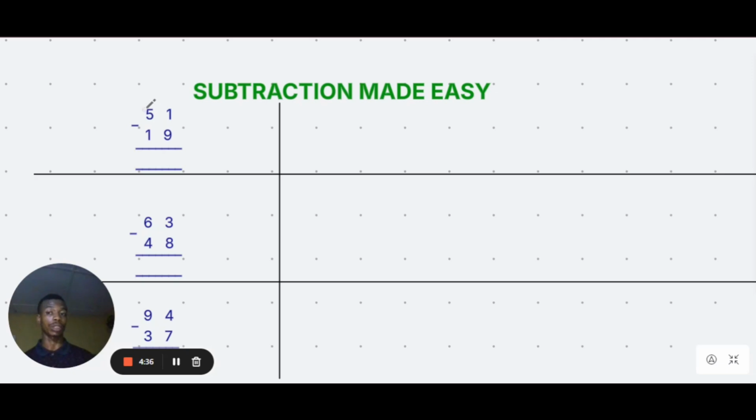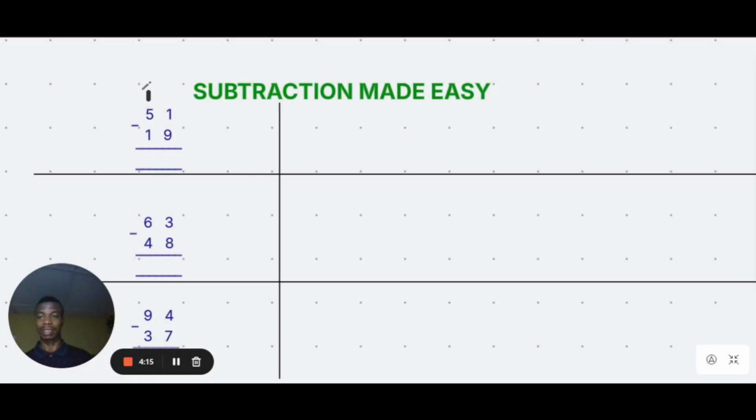This is now 41. This 40 minus 1 becomes 30 actually. So this becomes 32. And we know 32 plus 19 is 51. However, there is another way to go from left to right. And what do we mean?